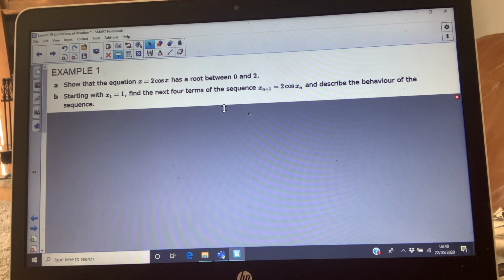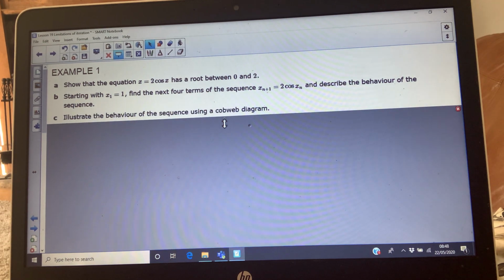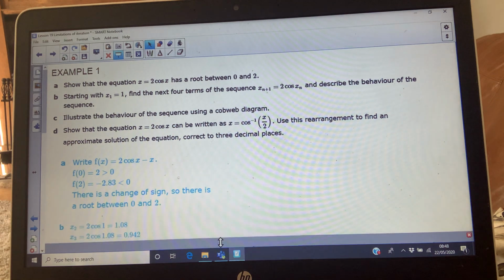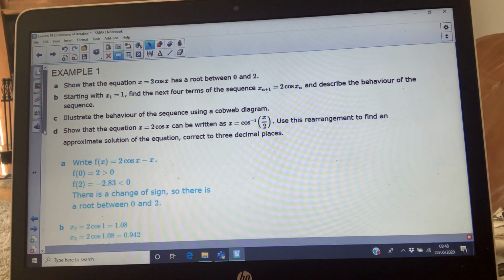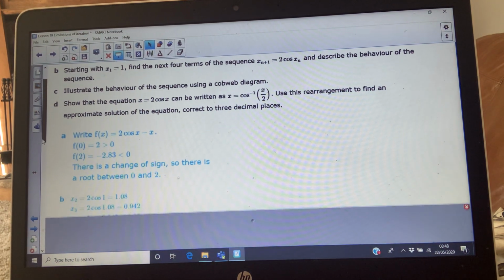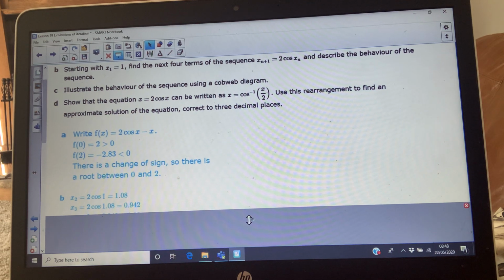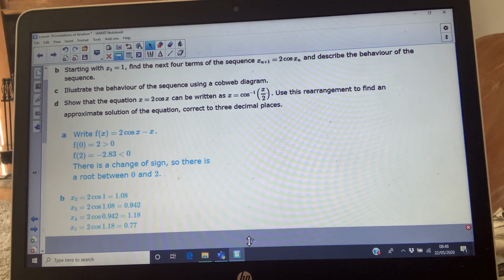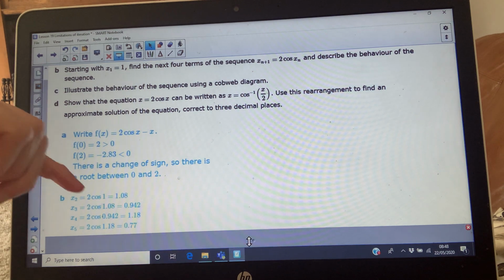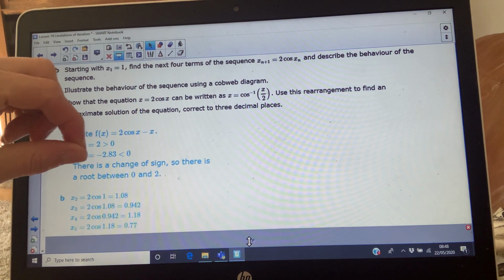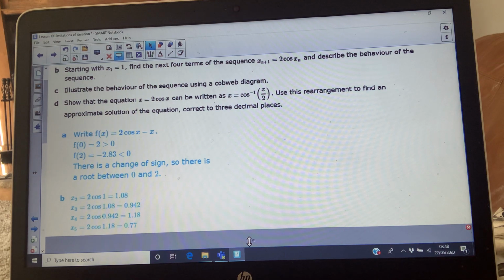You can use run in your calculator or you can use recur and write down the list. It's totally up to you, but they haven't specified a level of accuracy here, so use your common sense. You can see here you've got 1.08 and then it comes down, but then it goes back up, but then it comes down.